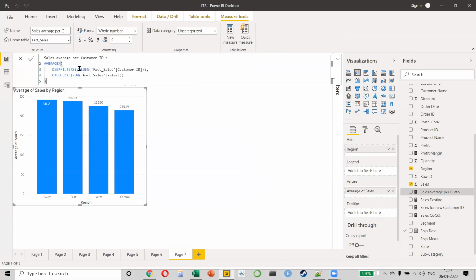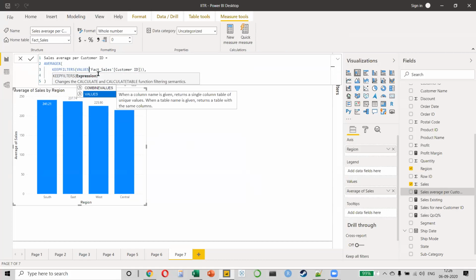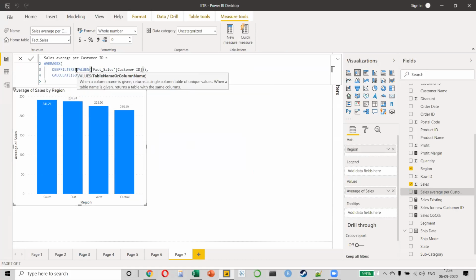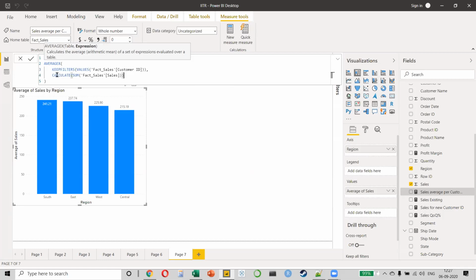So what is my table here? My table here is something called VALUES. That means VALUES will only show you every single customer individually. Do you see the explanation of VALUES? It says, when a column name is given in VALUES, it will return a single column table of unique values, right? It's basically like a distinct list of items. And once I've done this, then what calculation am I doing? I'm calculating the sum of my sales value.